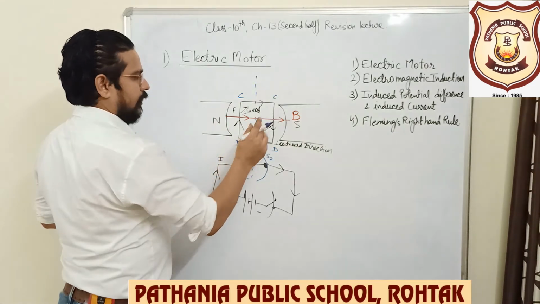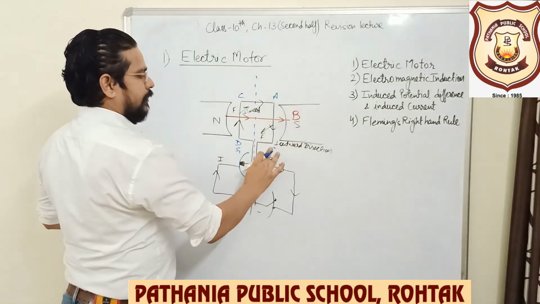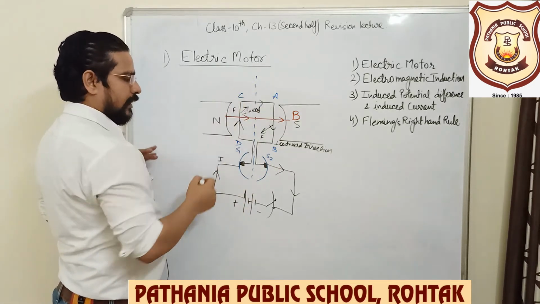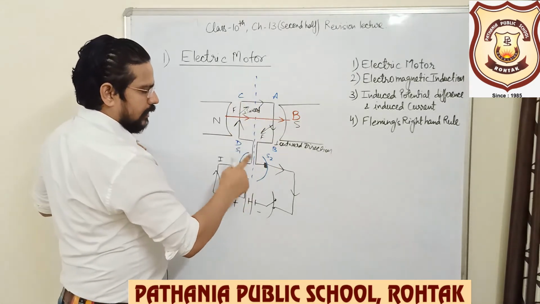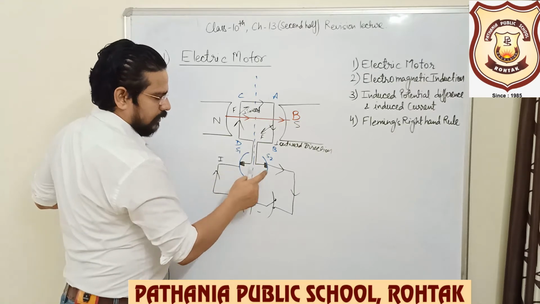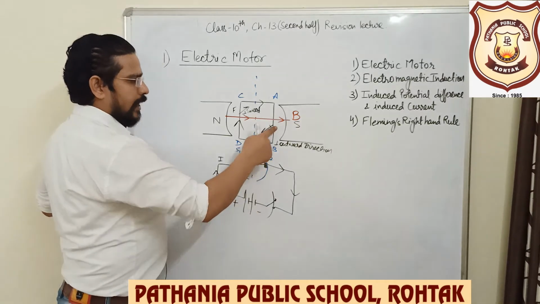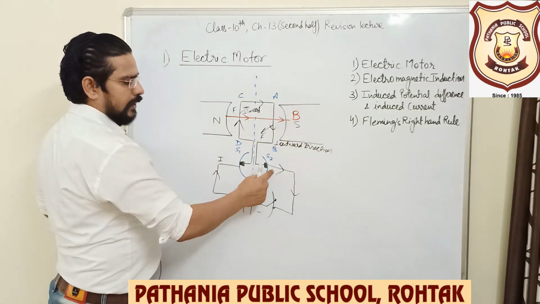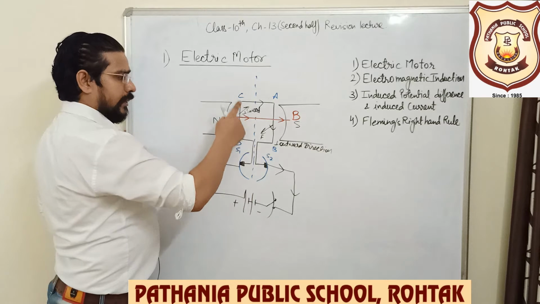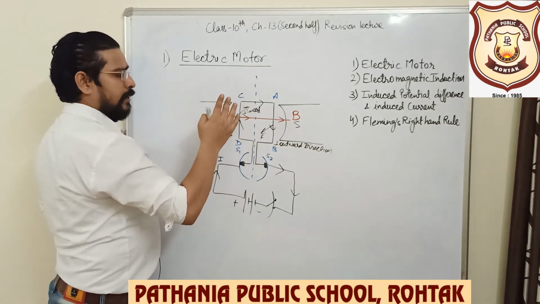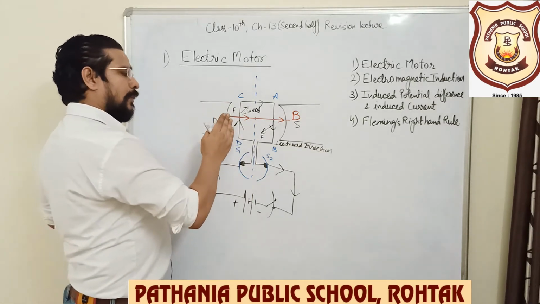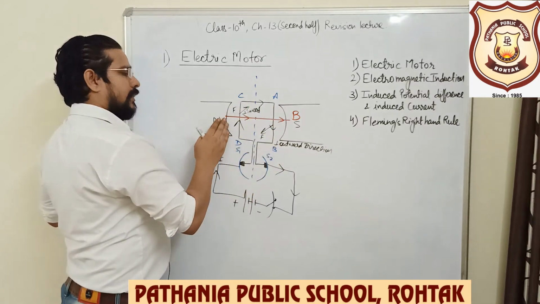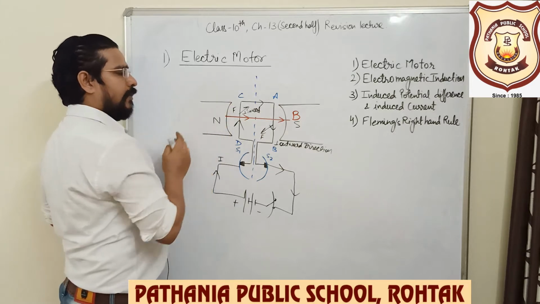Now the CD conductor will come on the left hand side and the AB conductor will go on the right hand side. With the change in their position, the CD conductor will now come in contact with S1, earlier it was in contact with S2, and the AB conductor, which earlier was in contact with S1, will now come in contact with S2. The direction of current will be changed now. When the CD conductor was on the right hand side, current was in downward direction, but now when the CD conductor is on the left hand side, current is in upward direction.